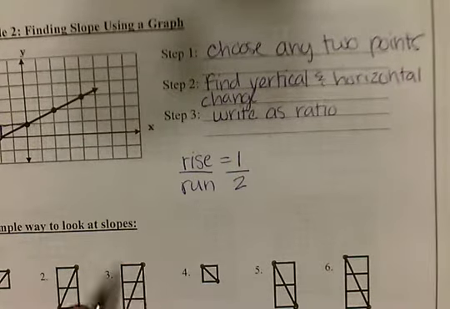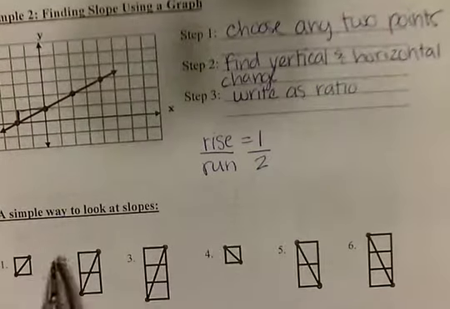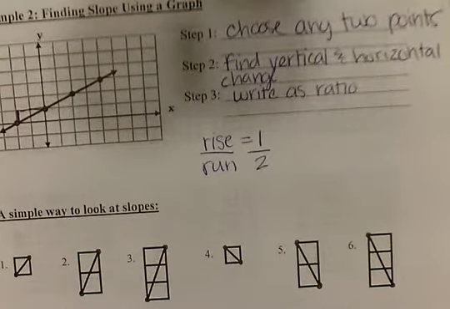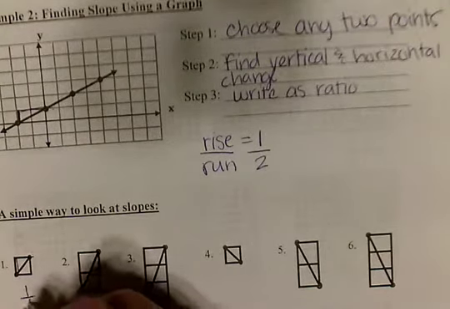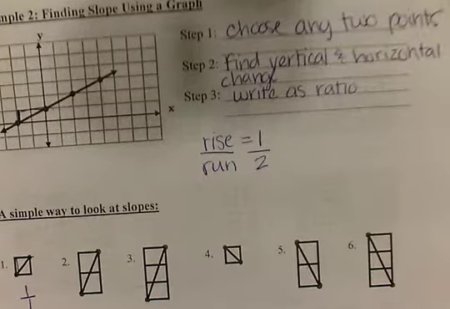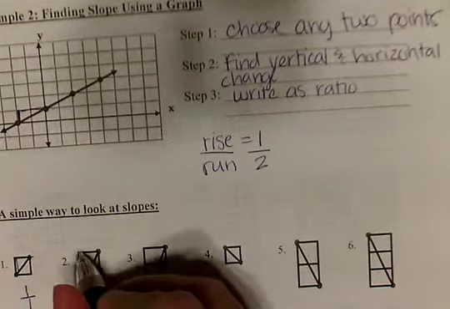Now they've broken this down into a more simple way to look at it. They took away most of the graph and just left the line. So in number 1, the rise would be 1 and the run would be 1. So that would be 1 over 1. In number 2, the rise is 2 and the run is 1.